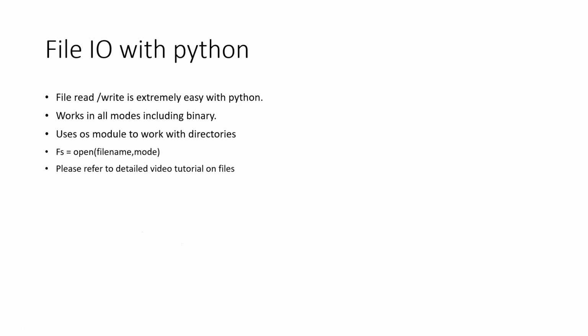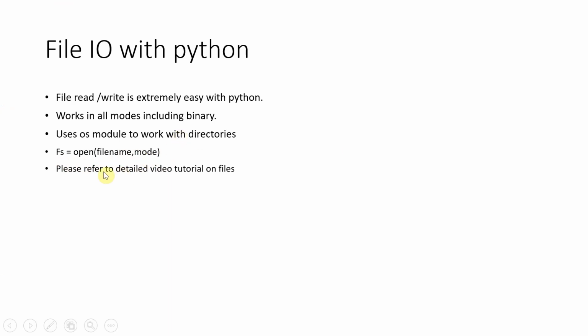In file IO, files can be read in Python. You can also write files. File read and write is extremely easy, and it works in all modes, including binary. So you can work with exe files, images, everything. So you have to use the OS module. Here you have to start using modules in Python. There are a lot of Python libraries which are available out of the box. So you say import os, and you have to give the file pointer, which is say f is equal to open, file name, comma, the mode in which it runs, whether it is read, write, or append.